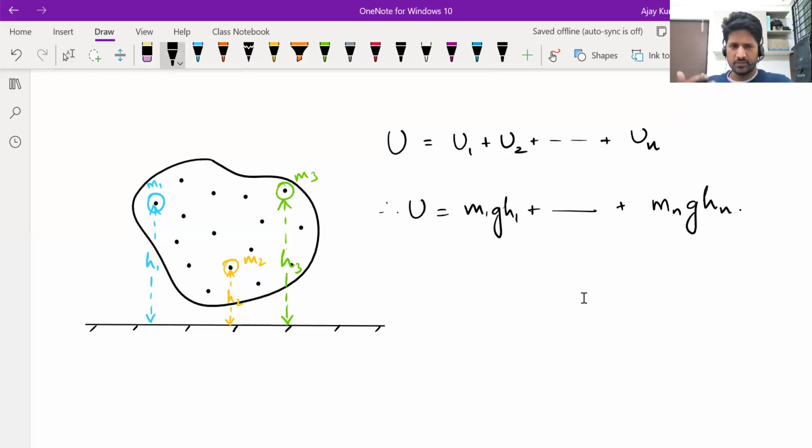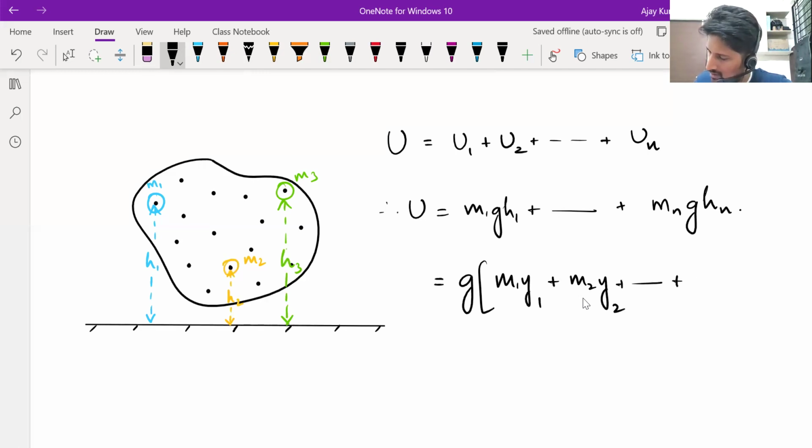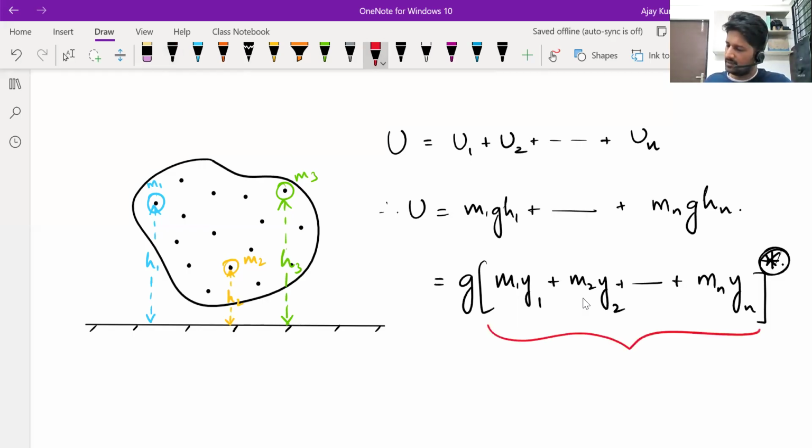Now, h1, h2 are the heights of the particles above the reference level. You can call them y1, y2 and so on if you want. Nothing wrong in that. You can treat it as their y coordinate. So this potential energy can also be written as, take g common, you will be left with m1y1 plus m2y2 so on up to mnyn. Now this is where you should get the hint. Do any of you remember seeing any term of this kind before in any formula?